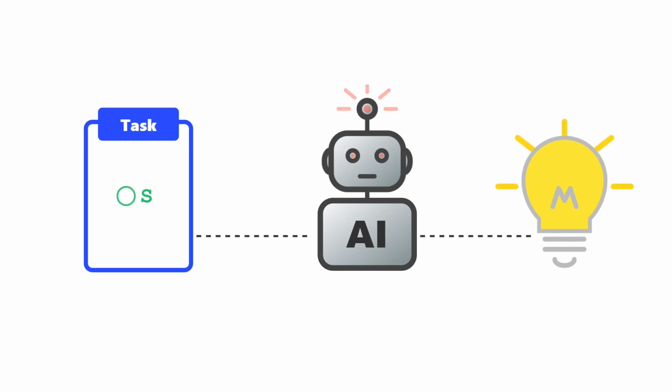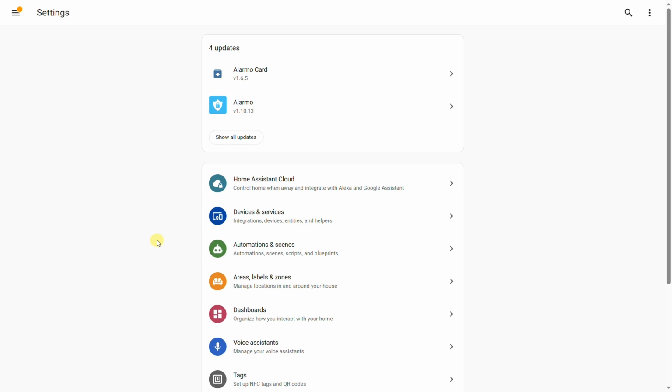In this video, I'll show you how to use n8n and the Home Assistant MCP Server to create an automation where a Google task in your to-do list, created with your voice or by typing, triggers an AI to control your smart home. Alright, first things first, let's set up the bridge that makes this all possible.